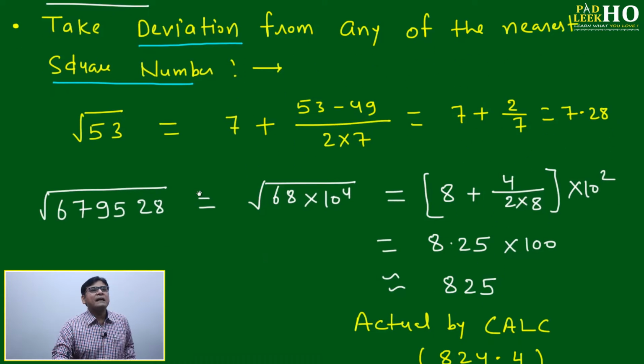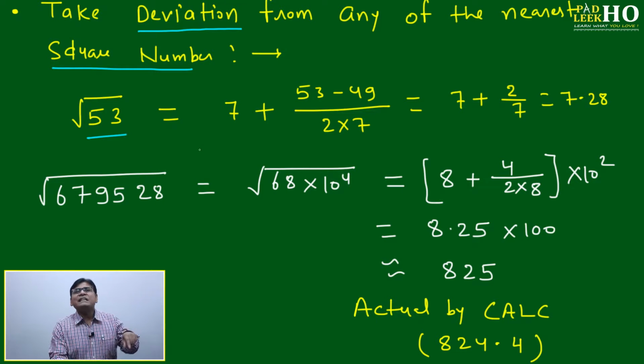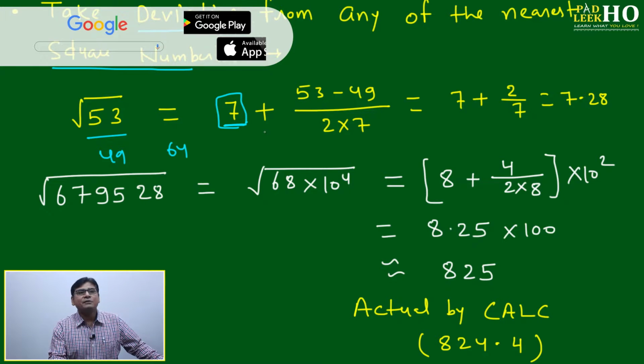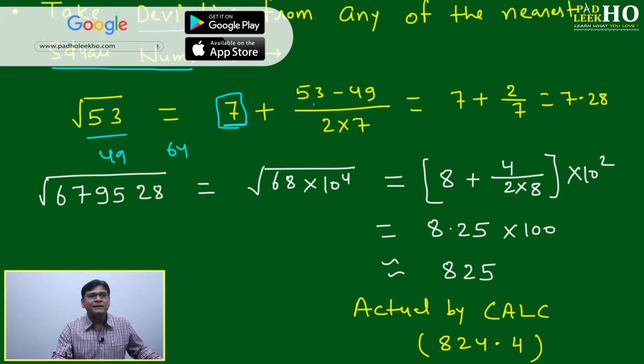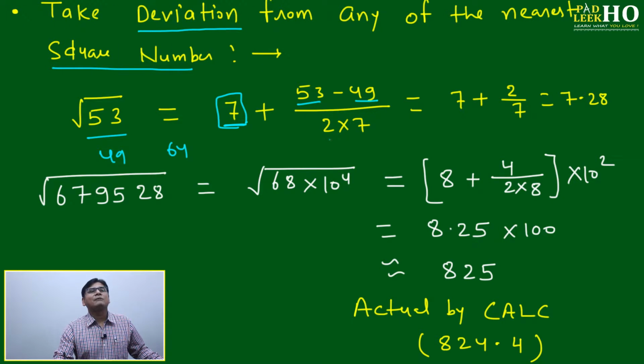Let's take one example, the square root of 53. 53 is coming between 7 and 8, or you can say between 7 square and 8 square, 49 and 64. Means we will count the deviation from 7 and add it here. That is 7 plus (53 minus 49) divided by 2 into 7. So 7 plus 2 by 7, what will be the value? Directly you can write it, no need to convert to decimal and divide.